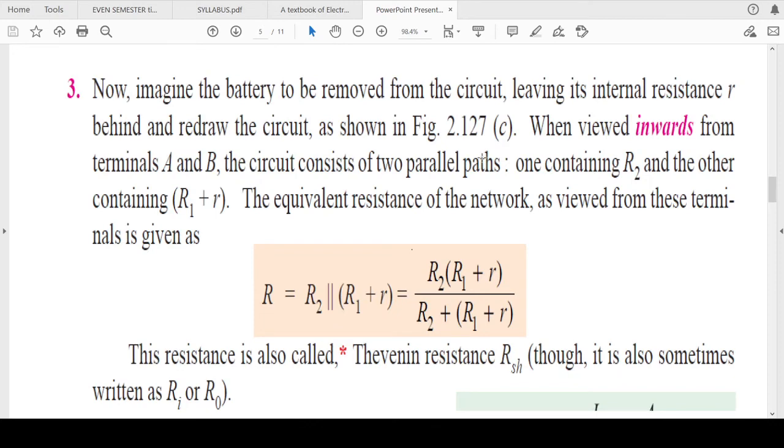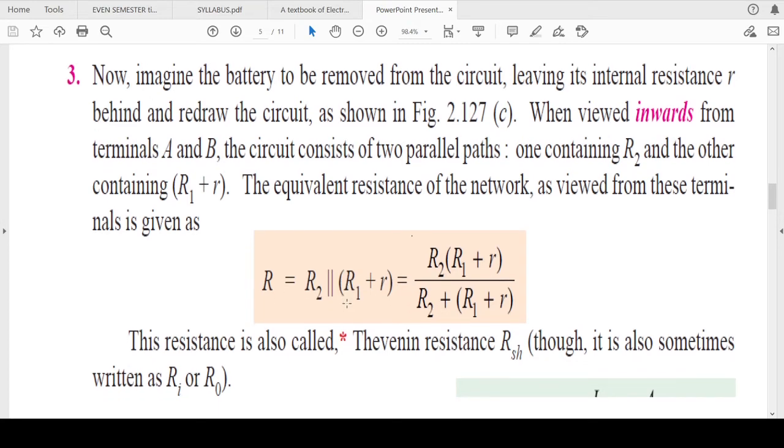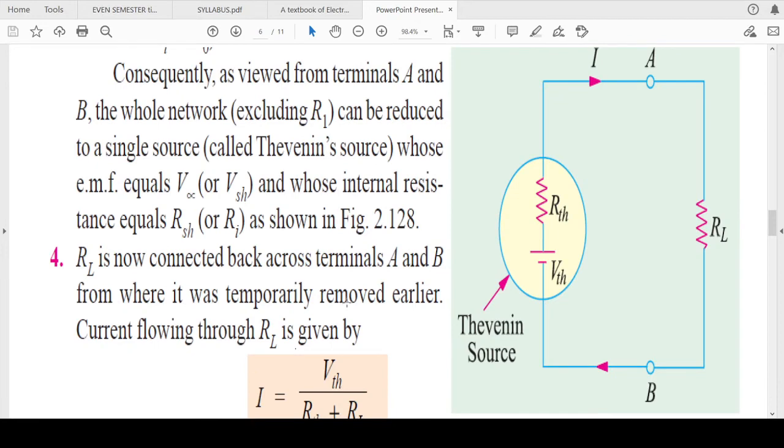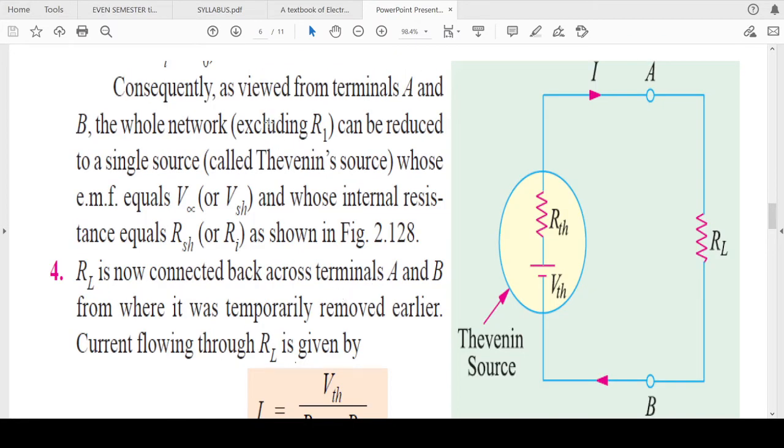So now you have to find the net resistance of this parallel path. One path contains R2 and the other contains R1 plus R. So the equivalent resistance is R2 parallel R1 plus R, that is R2 into R1 plus R by R2 plus R1 plus R. This resistance is also called the Thevenin resistance. So consequently, as viewed from the terminals A and B, the whole network can be reduced into a single source called the Thevenin voltage, whose EMF is equal to VTH, and the internal resistance is RTH.